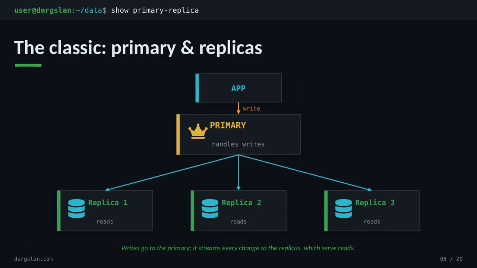So let's look at the classic shape of replication. One primary, a few replicas. Your application sends every write to the primary. That's the single node responsible for accepting changes. The primary then streams those changes out to the replicas, which stay in sync and handle the read traffic. It's a simple split of duties. One machine owns the truth. The others keep copies and take the load off reads.